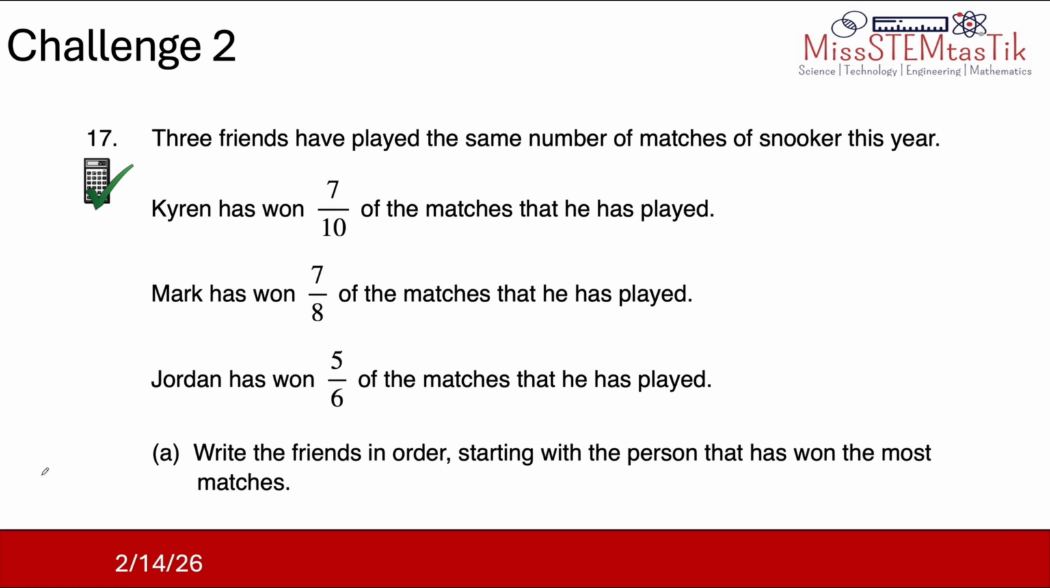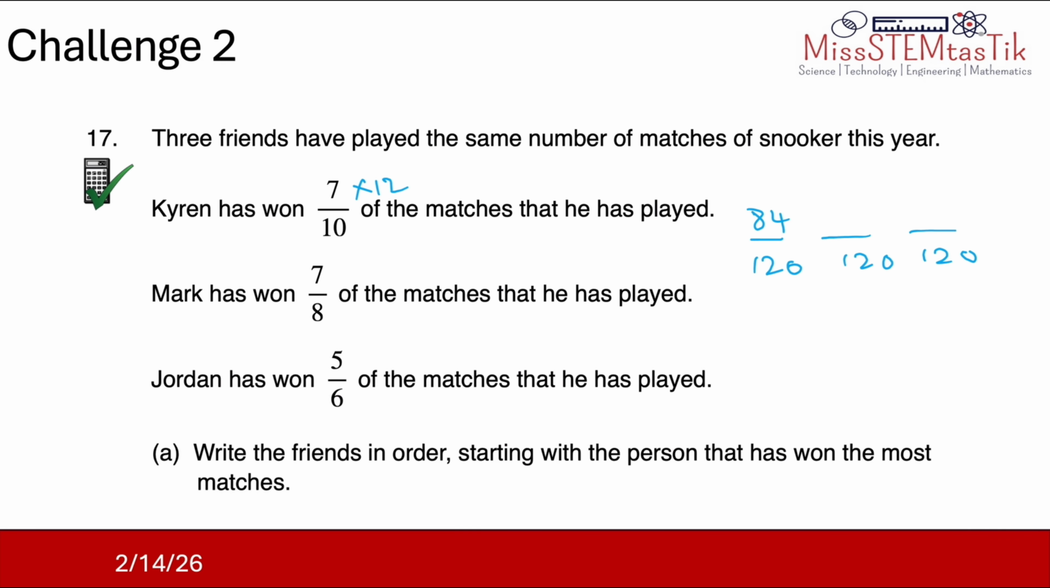Now again, 10, 8, and 6 are the denominators, and I'm going to find a common multiple, and the lowest common multiple I can see is 120. So 7/10, if I multiply that by 12, I will then get 84. And 7/8, 120 divided by 8 will give me 15. So 7 times 15 is 105/120.